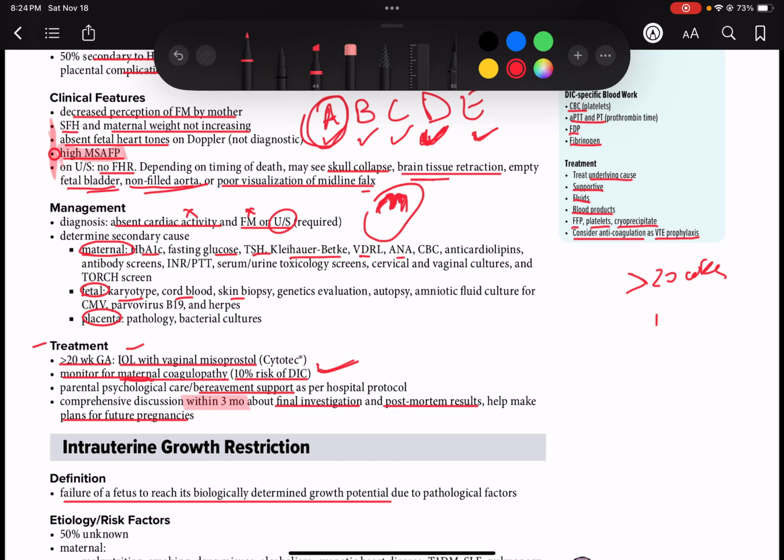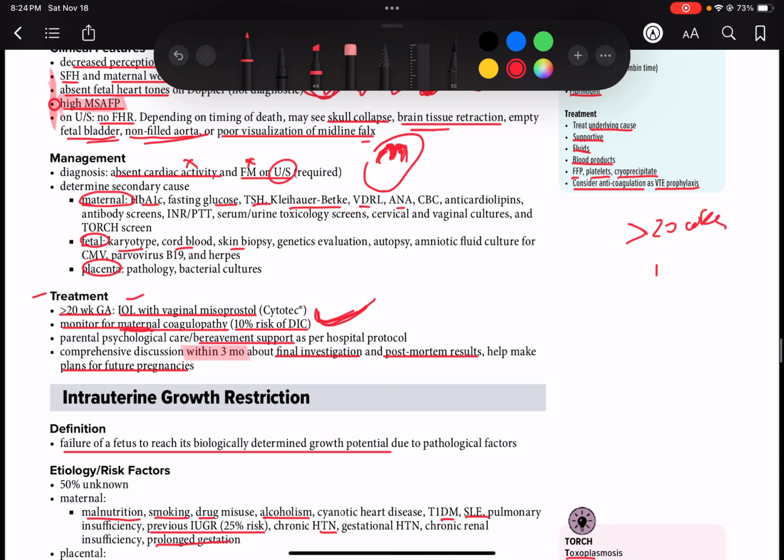Induction of labor and getting it out by vaginal misoprostol. But what next? You want to make sure that mom is safe. So you're going to make sure that you're monitoring maternal coagulopathy to reduce the risk of DIC. And what next? It's not just that. It doesn't end over there. There should be bereavement support as per hospital protocol and psychological care.